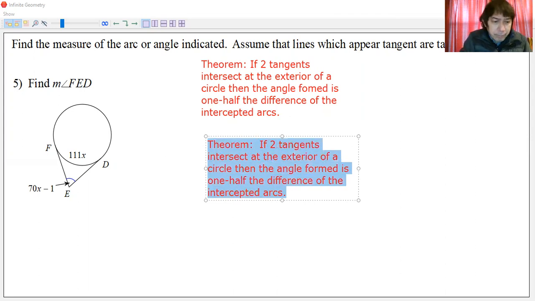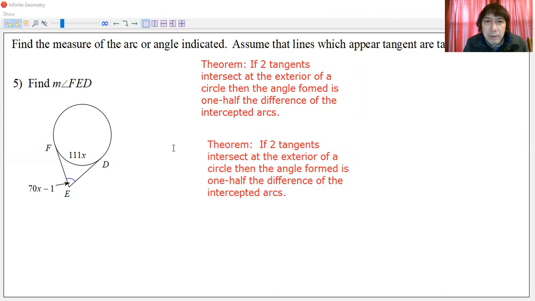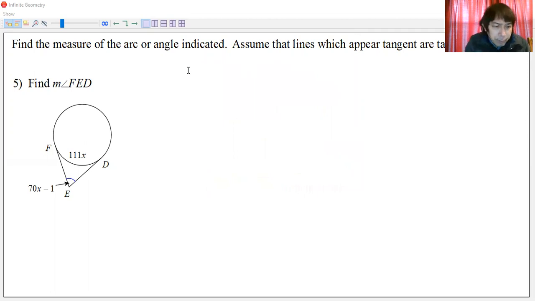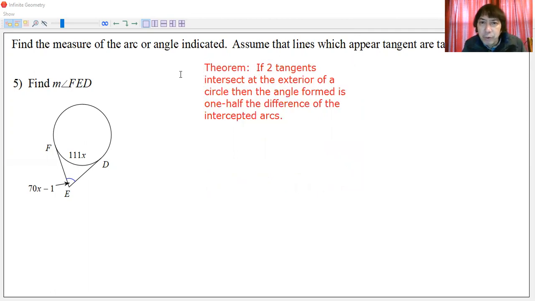Okay, so this is it, and then let me clear the first one. It's already at the clipboard, so we can put this. All right, let me retype it here. If two tangents intersect at the exterior of a circle, then the angle formed is one half the difference of the intercepted arcs.